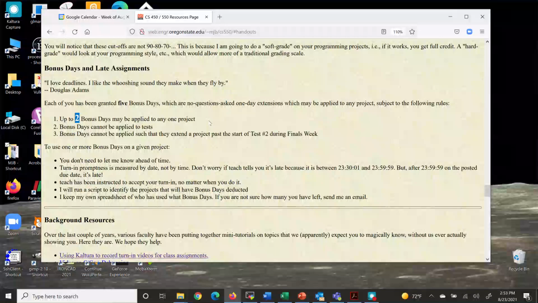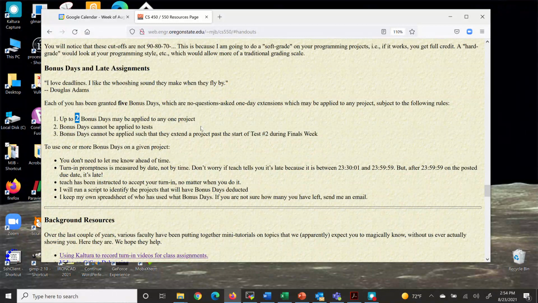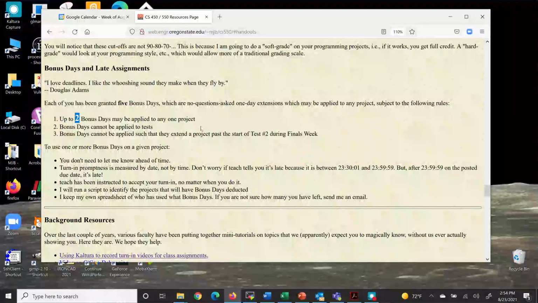Two, don't use any bonus days on project 1. It's too easy. As you can imagine, the bonus days are worth a lot more, and have a lot more value, when you get to the end of the quarter. You can't use bonus days on tests. You can't extend a project past the start of test two, and I think the due date even says that. People always ask, can I sell my bonus days to other people? No. Do I get any extra points in the class for having bonus days left over? No. But to use them, you don't need to let me know ahead of time.